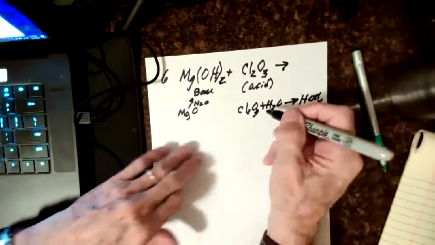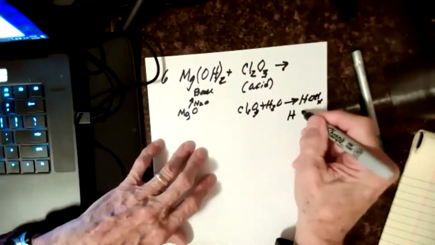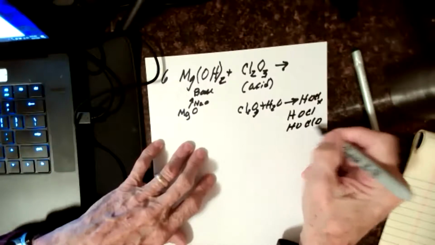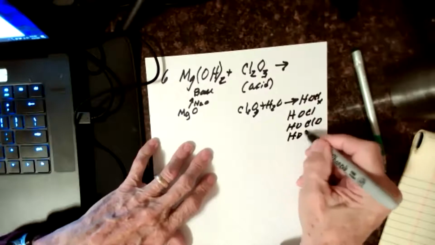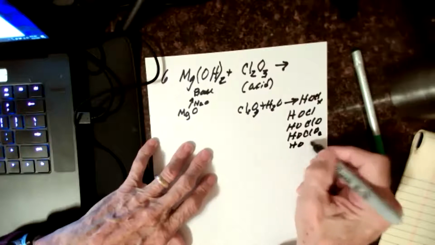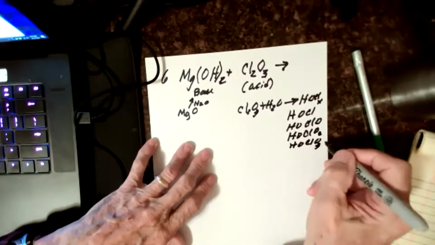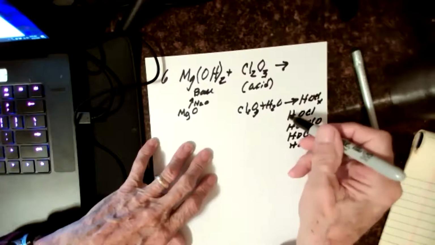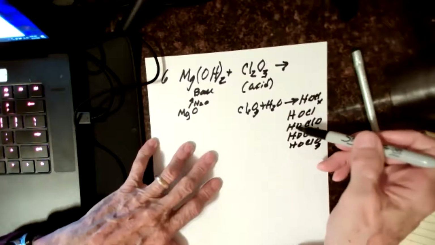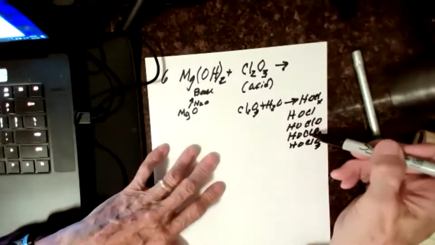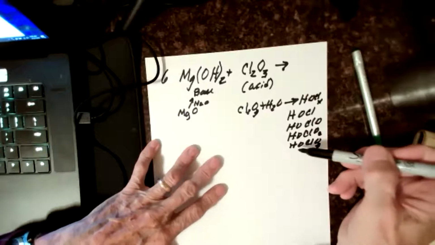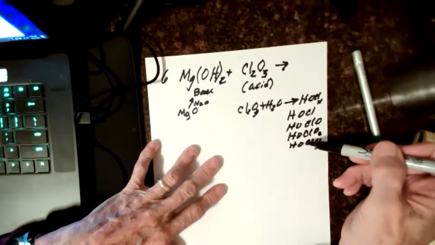Well, here's how you tell. These acids are HOCl, HOClO, that's HClO2, HOClO2, that's HClO3, and HOClO3, that's HClO4. So this is hypochlorite, so this is hypochlorous acid. This is chlorite, that would be chlorous acid. HClO3 is chloric acid, and HClO4 is perchloric acid.